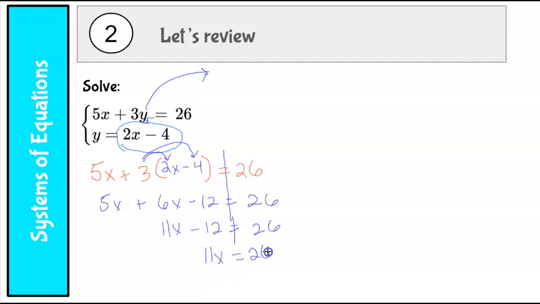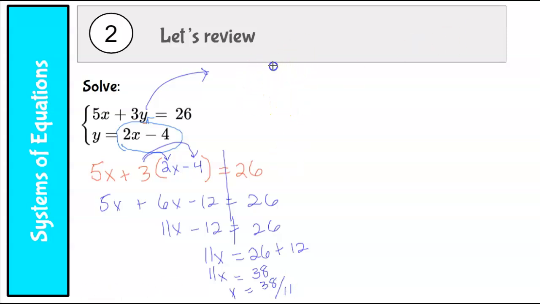So it's going to be 26. When it switches sides, it's going to switch signs. So instead of being a minus, I'm going to add 12. So I get 11x equals 38. So x equals 38 over 11.